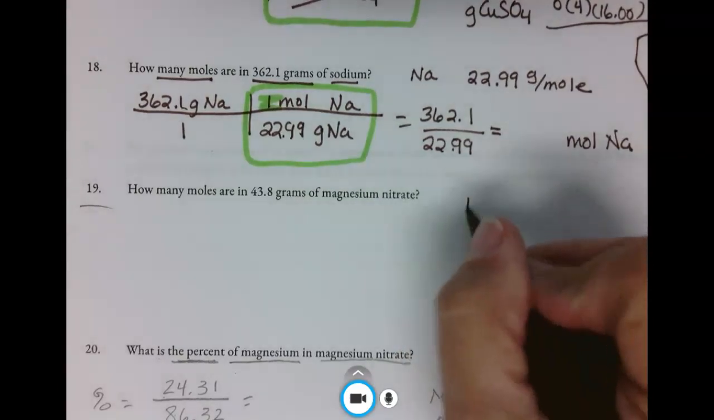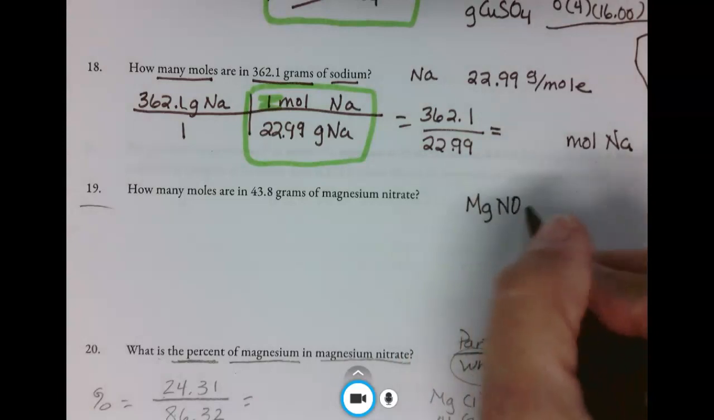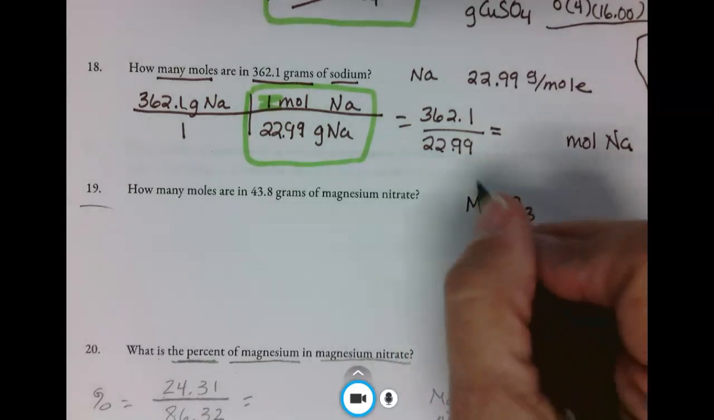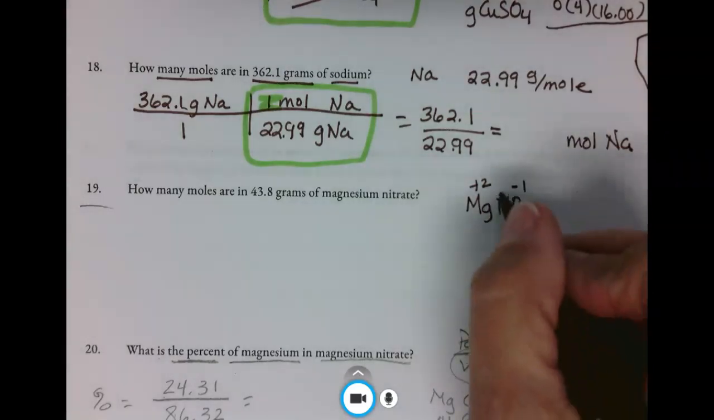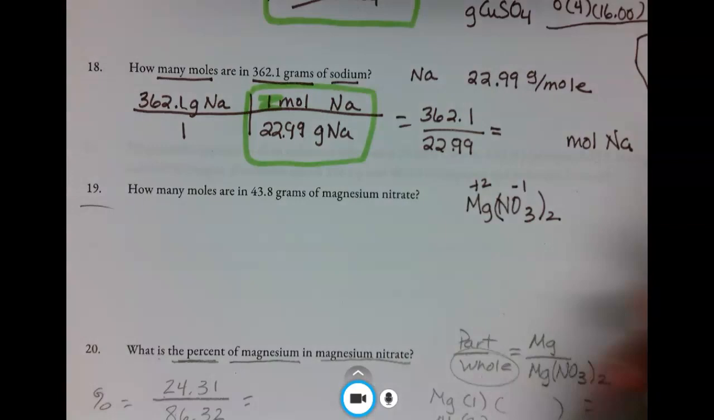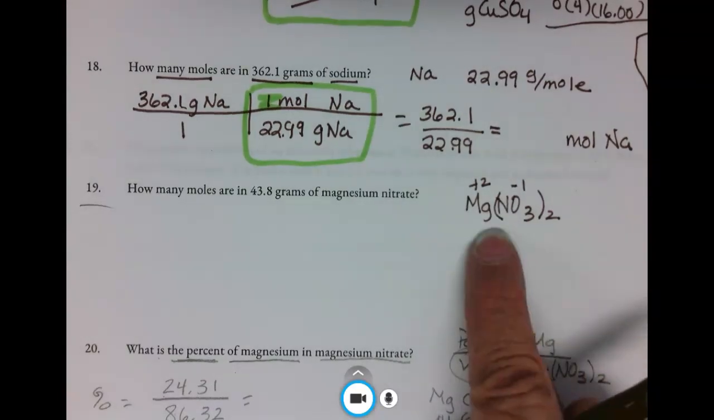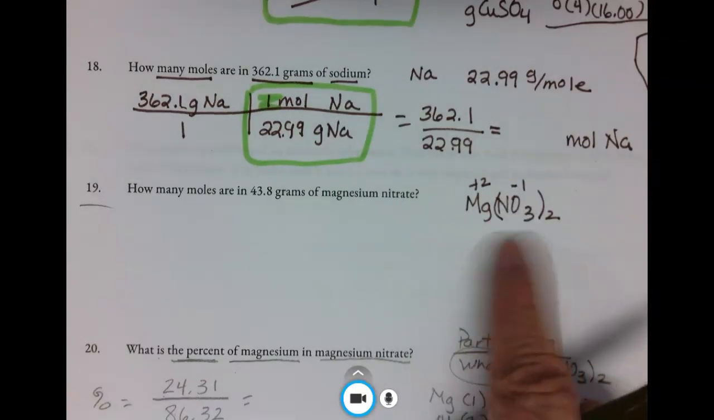So this is magnesium nitrate. Magnesium and nitrate. Magnesium has a charge of +2, but nitrate only has a -1 charge. So that means I'm going to need 2 of these. Don't forget, when you are needing 2 of your polyatomics, you always have to put parentheses around it. If you didn't put parentheses, it would be wrong.